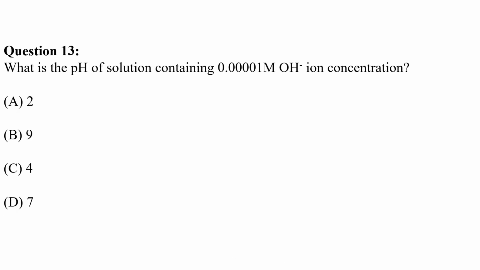We will move to the next question. What is the pH of the solution containing 0.00001 molar OH minus ions? Option A 2, option B 9, option C 4, option D 7. You have to solve this question. We have to calculate the pH of a solution that has this much OH minus ion concentration. The concentration of OH minus ion is given. I'll just write it in.